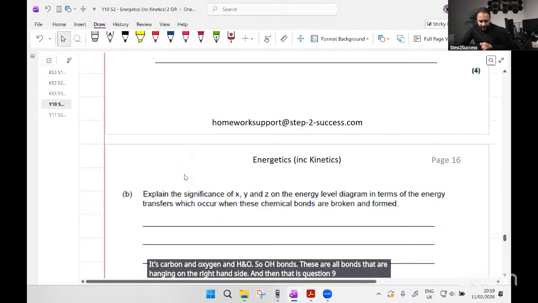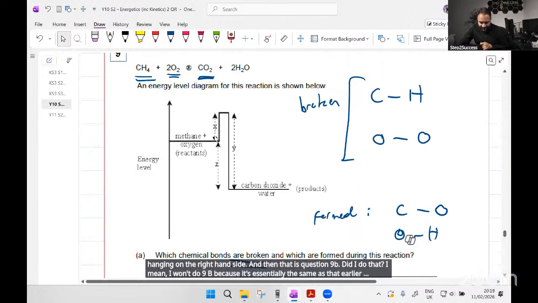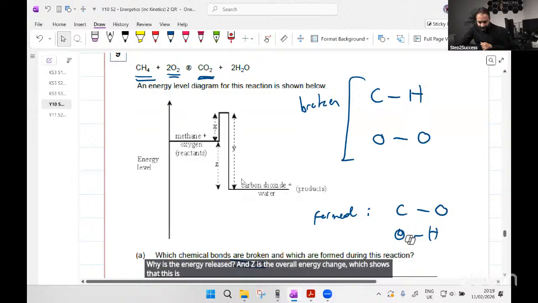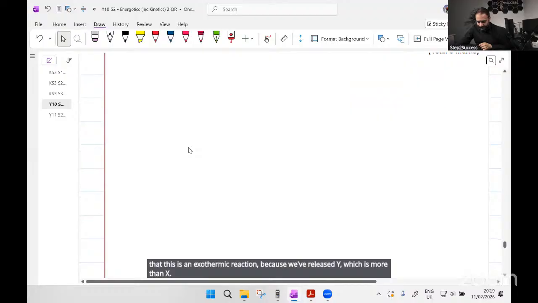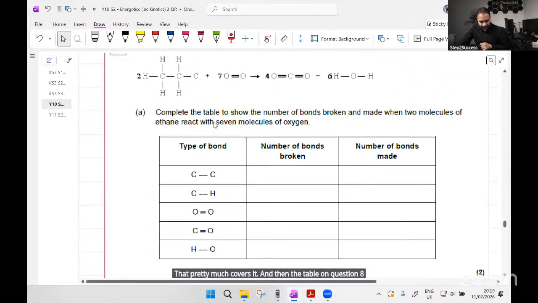I won't do 9B because it's essentially the same as that earlier question. X is the activation energy, which is the energy taken in. Y is the energy released. And Z is the overall energy change, which shows that this is an exothermic reaction because we released Y, which is more than X. That pretty much covers it. And then the table on question 8.